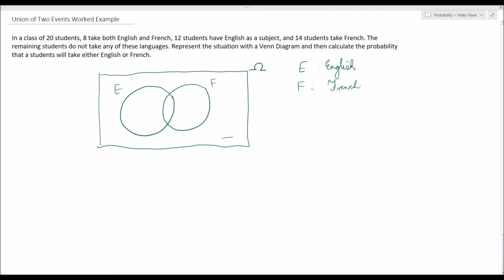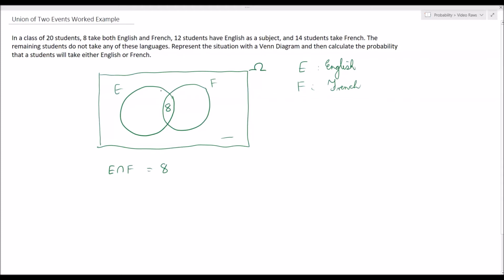So we're told to begin with that 8 students take both English and French. So E intersect F is the event that a student takes English and French, and there are 8 such students. Whenever you encounter a situation with Venn diagrams, it's usually best to start working from the intersections outwards. So we have got 8 students that we know take both English and French.